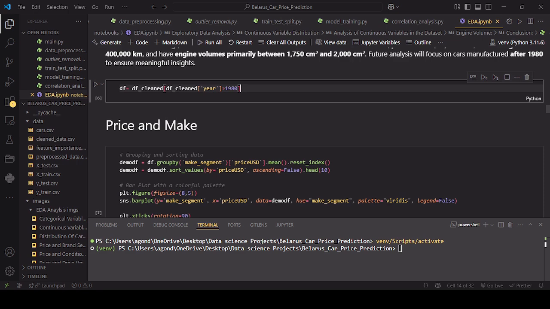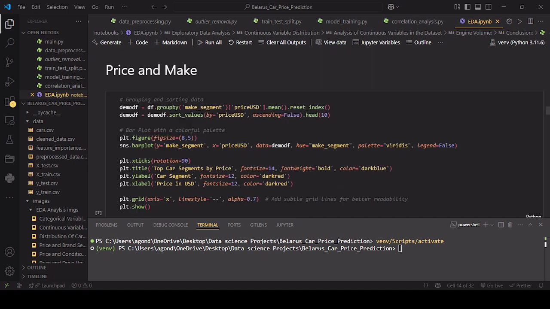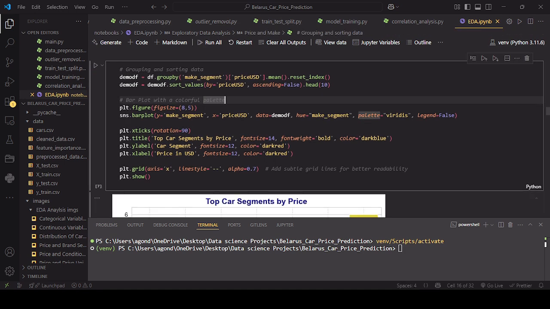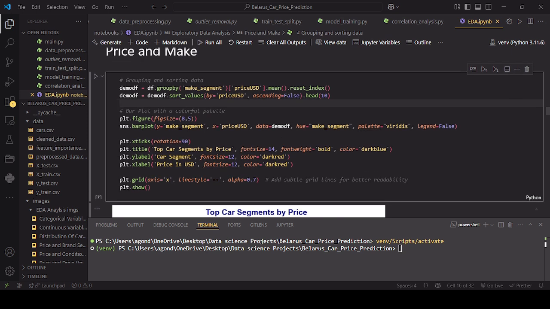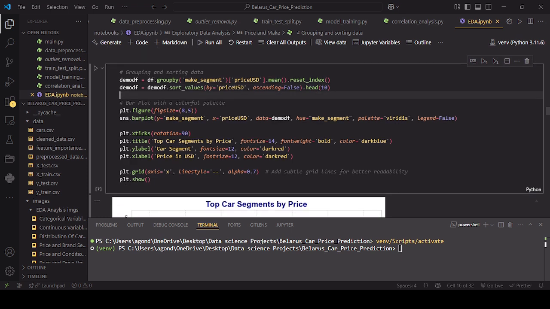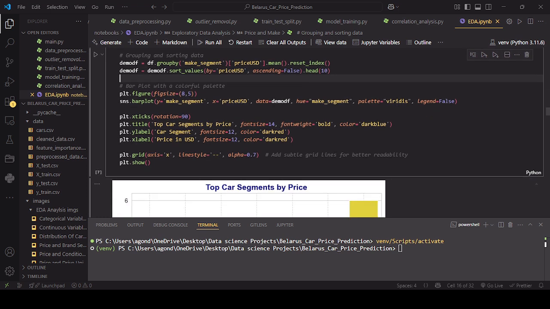DF, then we have taken the cleaned part of it. First of all, we have taken the demo, grouped by make segment, price USD, mean, reset index, then sorted by price USD in ascending order, head 10.